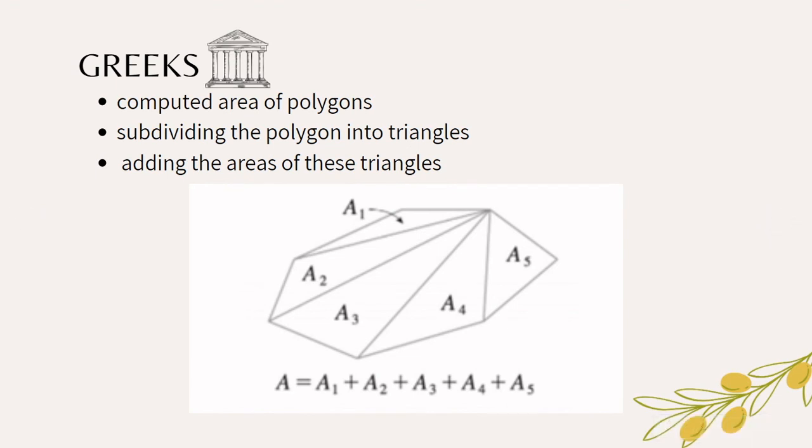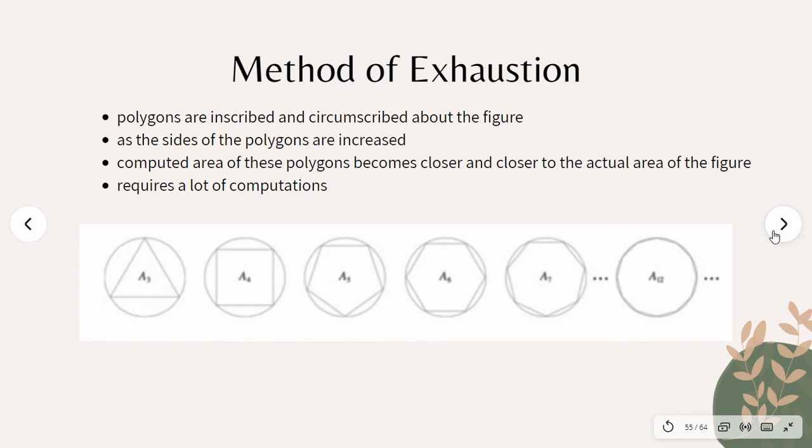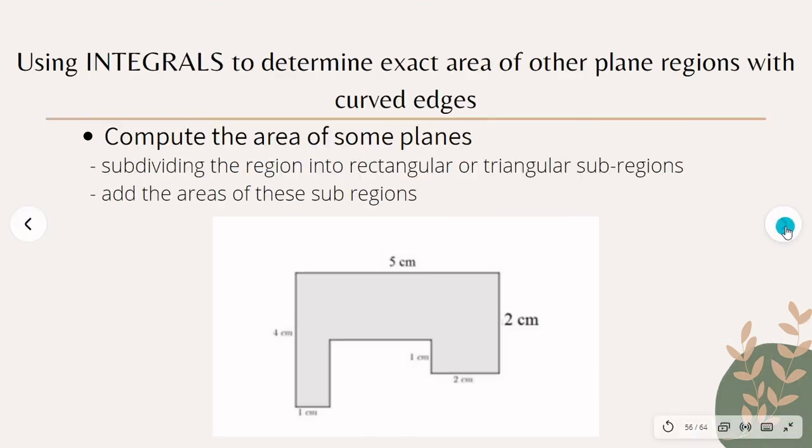Greeks were also proven to have computed the area of polygons by subdividing the polygon into triangles and then adding the areas of these triangles. This method is limited to polygons only. Therefore, Greeks introduced a method of exhaustion wherein polygons are inscribed and circumscribed about the figure. This method is complicated for it requires a lot of computations.